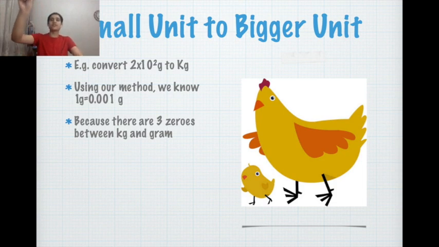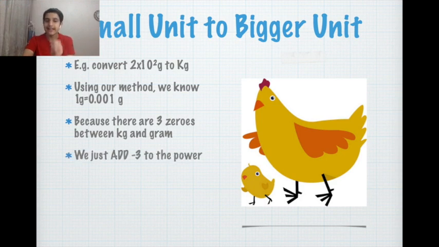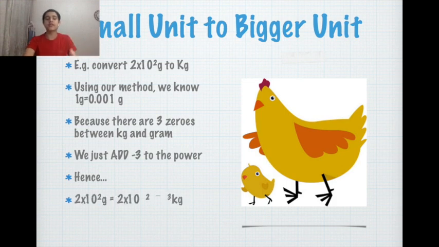You just put the zeros down, and if you're going from a smaller to bigger unit, you just have to divide by that number. That's how it works. It's pretty simple, straightforward. We just add a -3 to the power. We have to add -3, not subtract -3, is the catch. So hence, it would look something like this: 2 times 10 to the power 2 grams is 2 times 10 to the power 2 minus 3 kilograms.